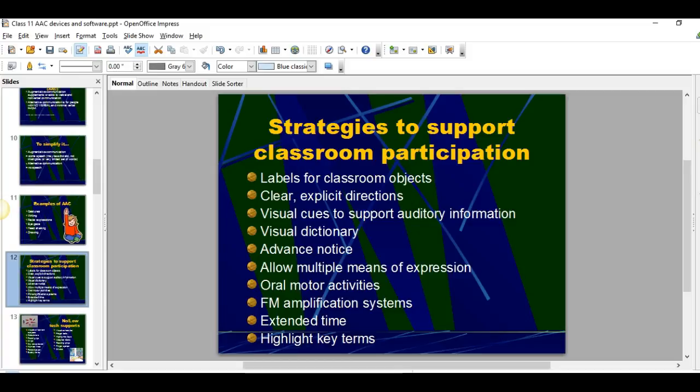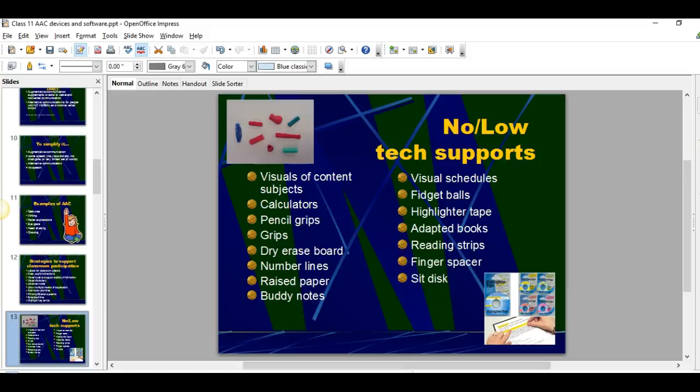That means not only writing but also typing, for example. You can provide some oral motor activities. Use FM amplification systems. Those are for students with hearing needs. You can provide extended time for tasks and also highlight key terms. Now the following slides will include a lot of no and low tech supports to mid tech to high tech. I'm not gonna spend too much time because there's lots of pictures on them, so let's just go through them quickly.